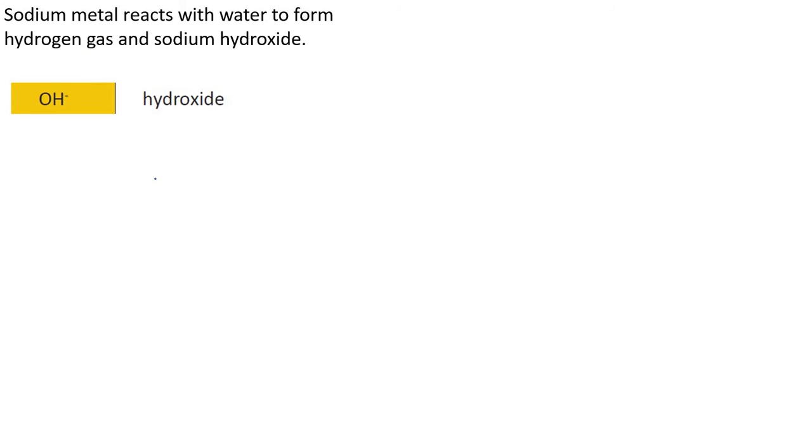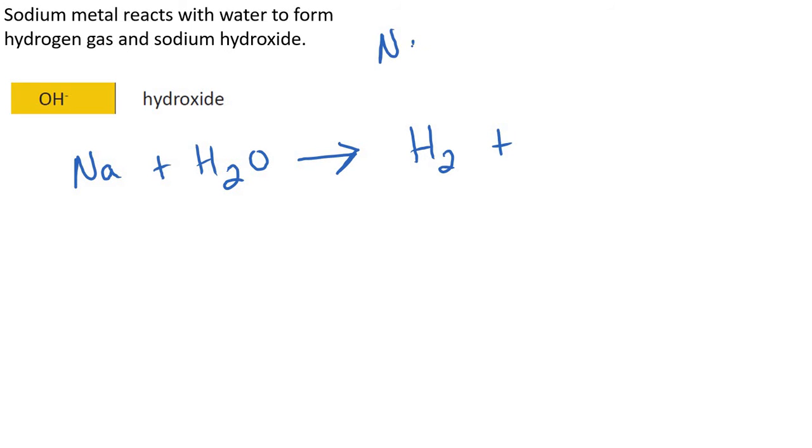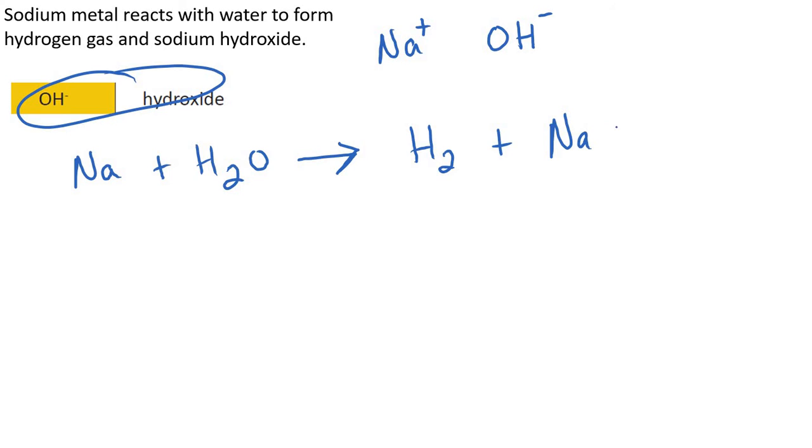Sodium metal, so that's just Na, if you go to your periodic table, reacts with water, H2O, to form hydrogen gas. That's one of those diatomics. That's going to be H2, and sodium hydroxide. So sodium, again, go to your periodic table. It's in the first column, +1. Hydroxide I put on here for us from our chart. It's a -1. So that would get together nicely, NaOH.